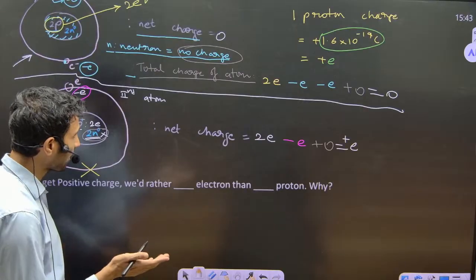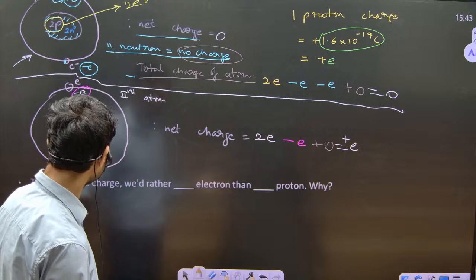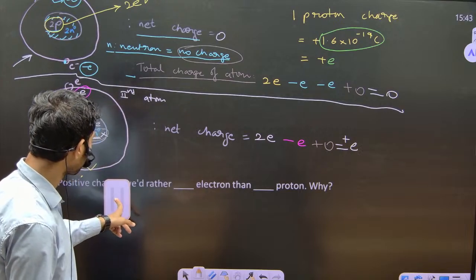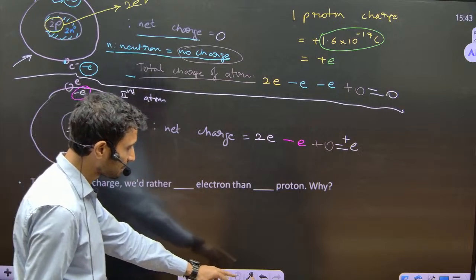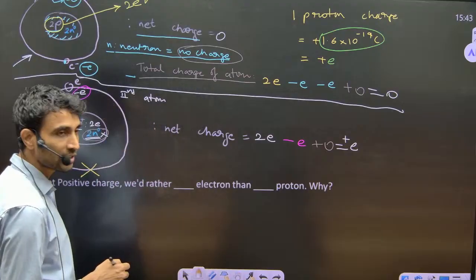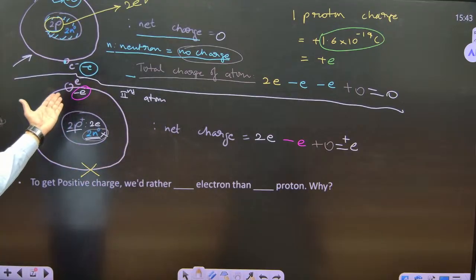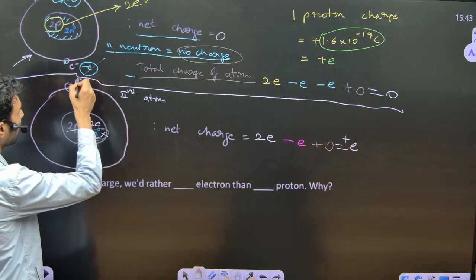And at the same time, if I ask you to get positive charge, we have to rather do what, kids? We have to add an electron or remove an electron. What did we do here? Here, this electron we did not like. I removed it, right?